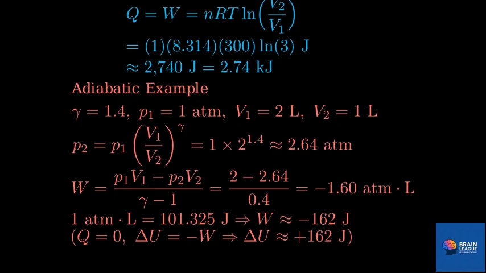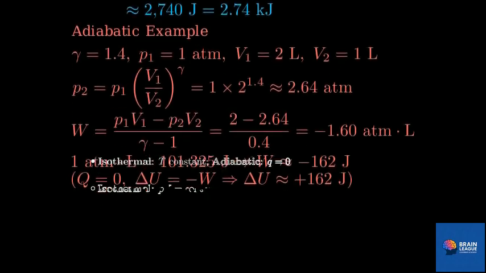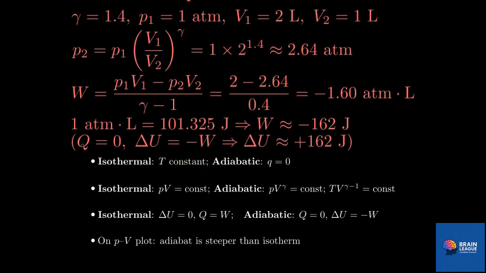Here are the key points to remember for exams. State clearly, isothermal means T constant, adiabatic means Q equals 0. Write the correct relations. PV equals constant versus PV to the gamma equals constant, and TV to the gamma minus 1 equals constant. Mention energy relations. For isothermal, delta U equals 0 and Q equals W. For adiabatic, Q equals 0 and delta U equals negative W. Sketch the pressure-volume diagram. Adiabatic curve is steeper than isothermal.